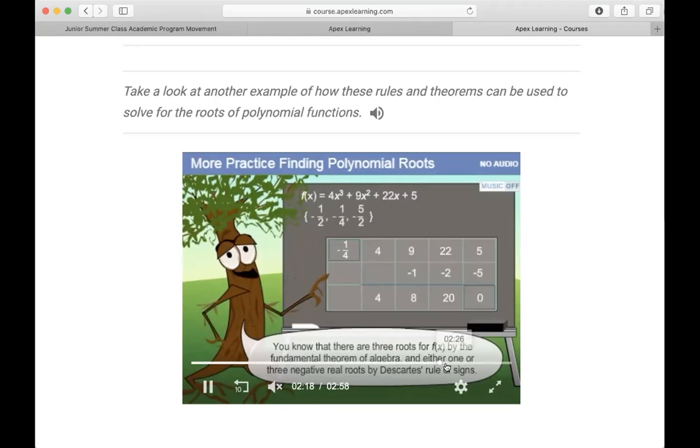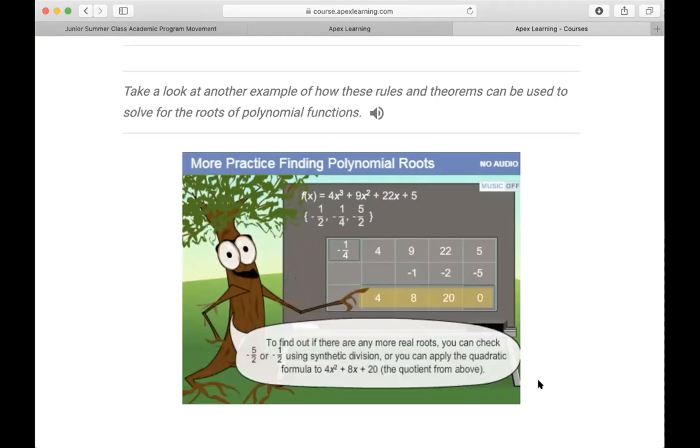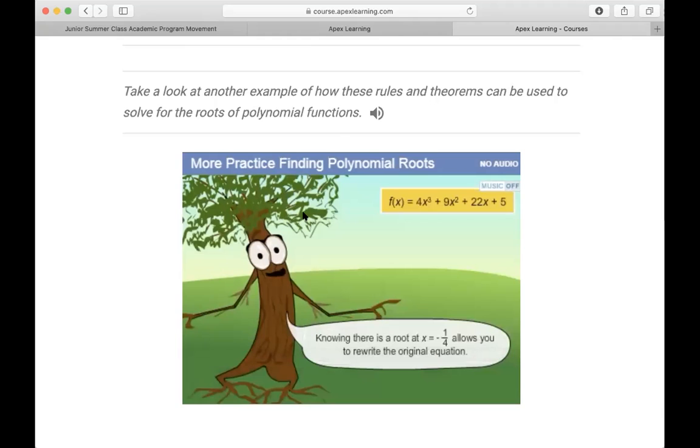It's saying here, to find out if there's more roots, you can check the other 2 left over. So we can check the -1/2 or the -5/2, or we can factor out the -1/4, which we know is a factor, and then we can get our quadratic and use our quadratic above. Whatever is easiest to you. But since this is not a nice factoring situation here, I would have tried just plugging in the last 2 values.